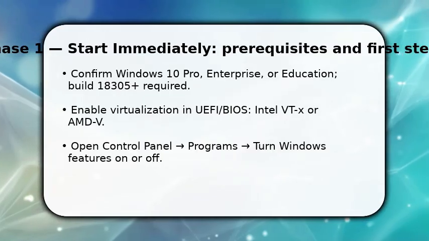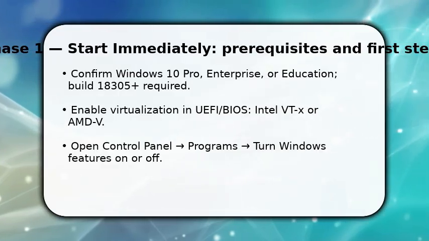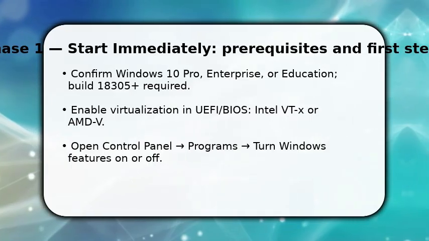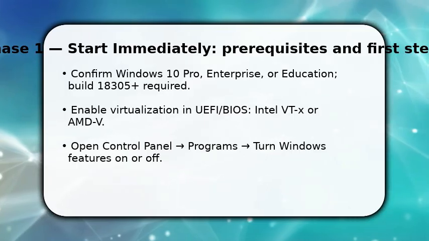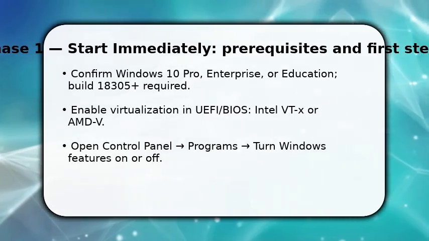You need to act now. Check that your PC runs Windows 10 Pro, Enterprise, or Education, and that the OS build is 18305 or newer. Next, reboot into UEFI/BIOS and enable virtualization. Intel VT-x or AMD, this unlocks hardware assist.